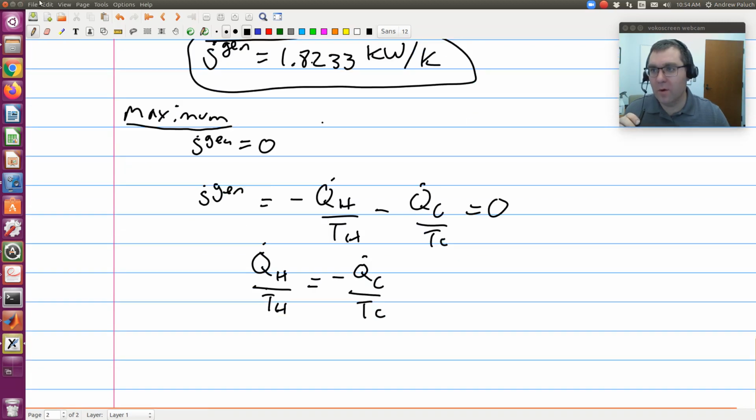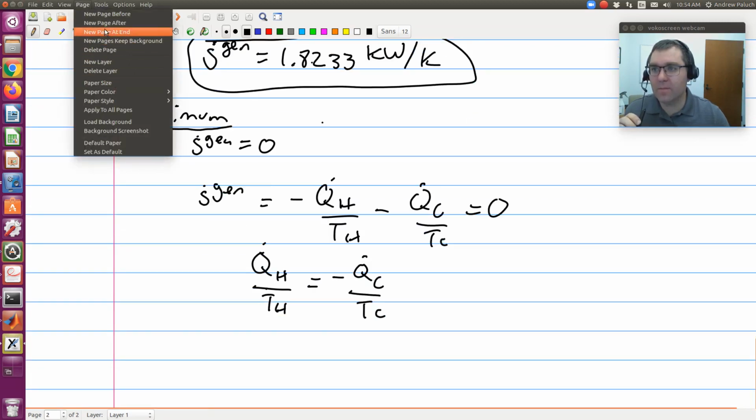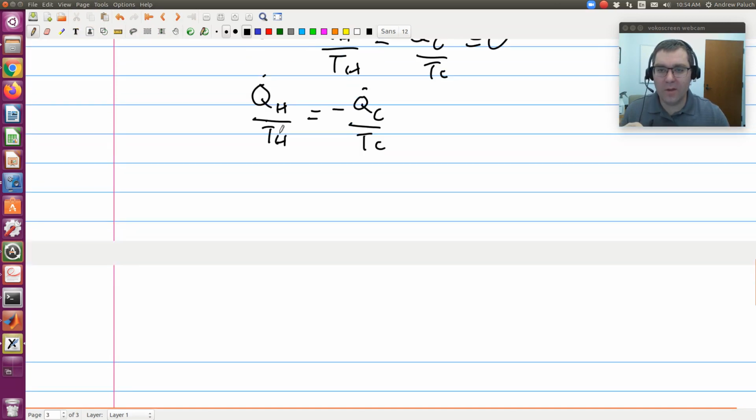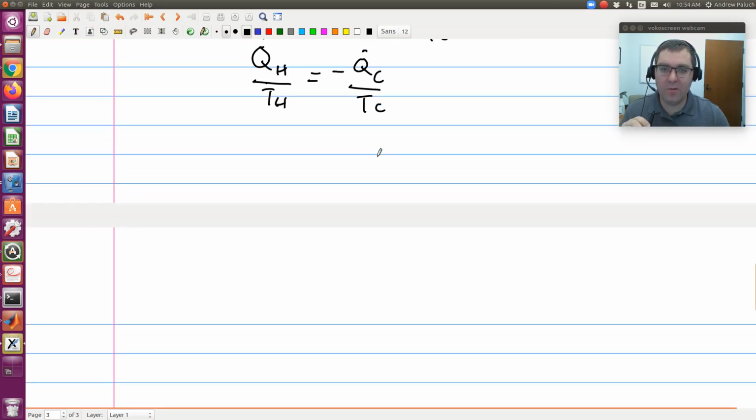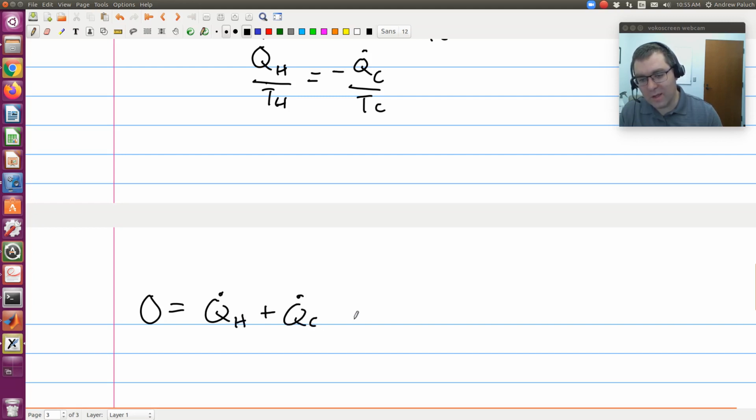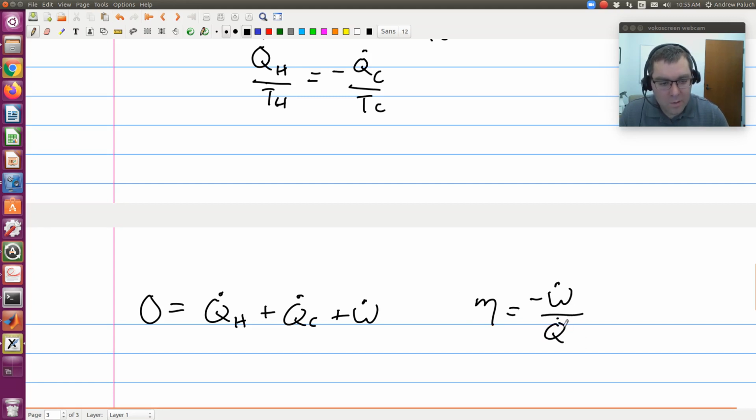Okay, so let me add a new page. I have QH over TH is equal to negative QC over TC. From our first law balance, we had that 0 was equal to Q dot H plus Q dot C plus W dot, being my net work. And what we're trying to get to is my efficiency, which is equal to negative W dot over Q dot H.